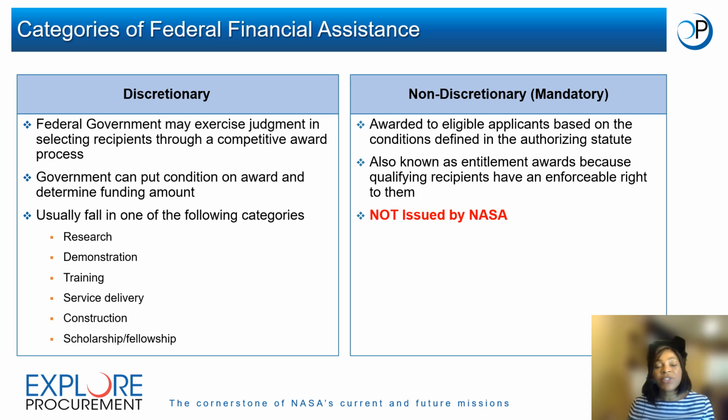As for non-discretionary awards, these are awards that a federal agency is required to award if a recipient meets the qualifying conditions. They are also known as entitlement awards because, upon meeting the qualifying conditions, the recipient has an enforceable right to receive the assistance. It is important to note that NASA does not have, nor does it issue mandatory awards.